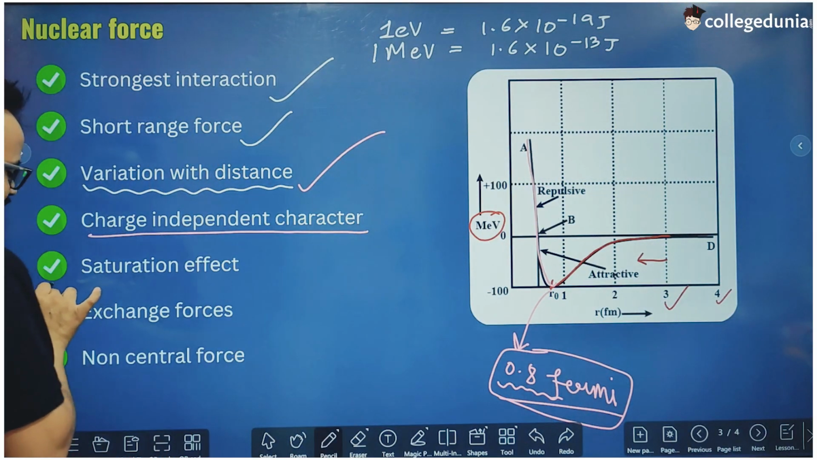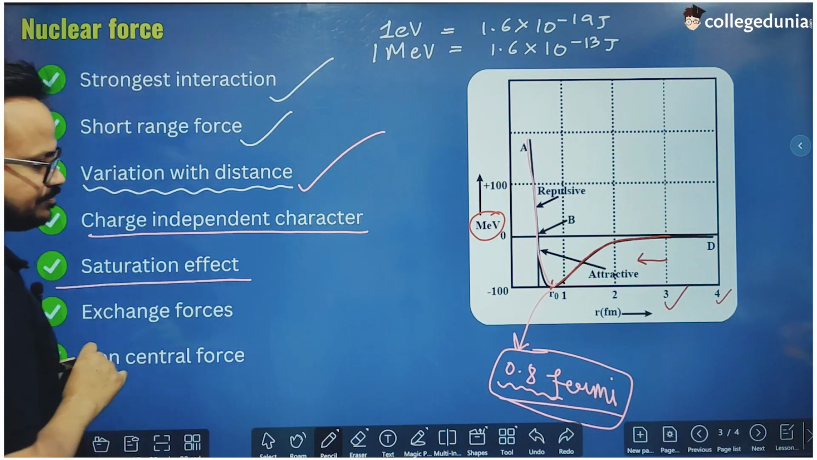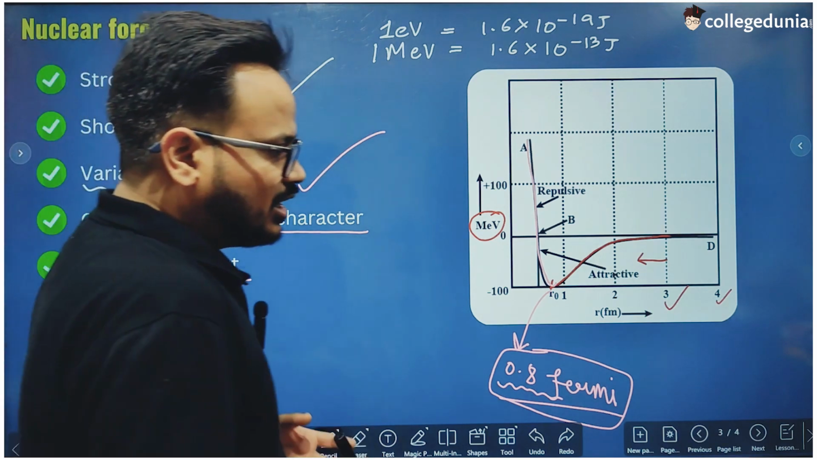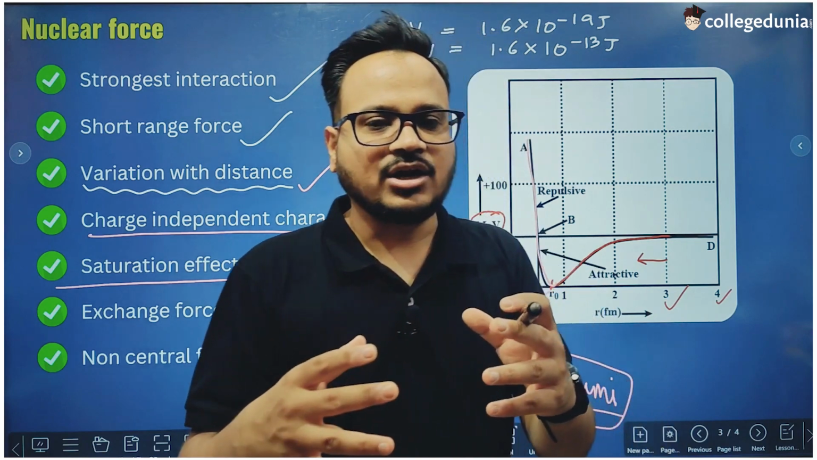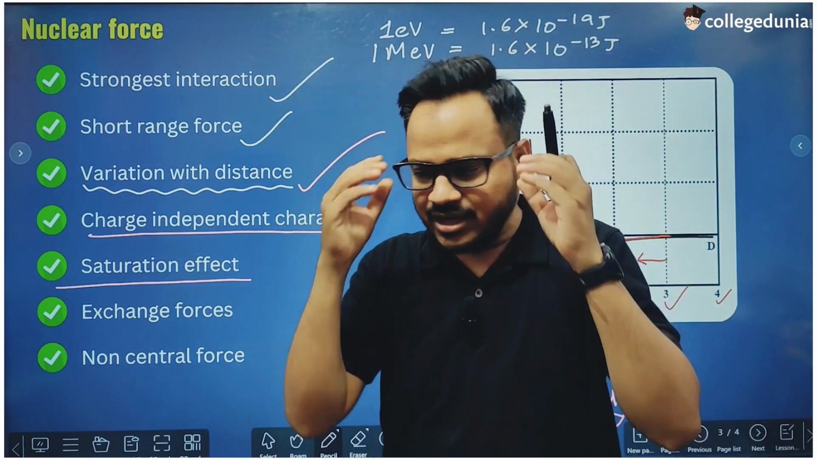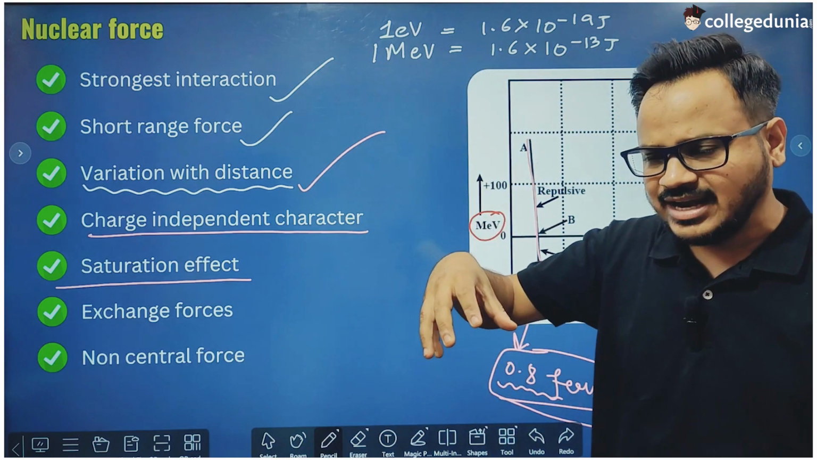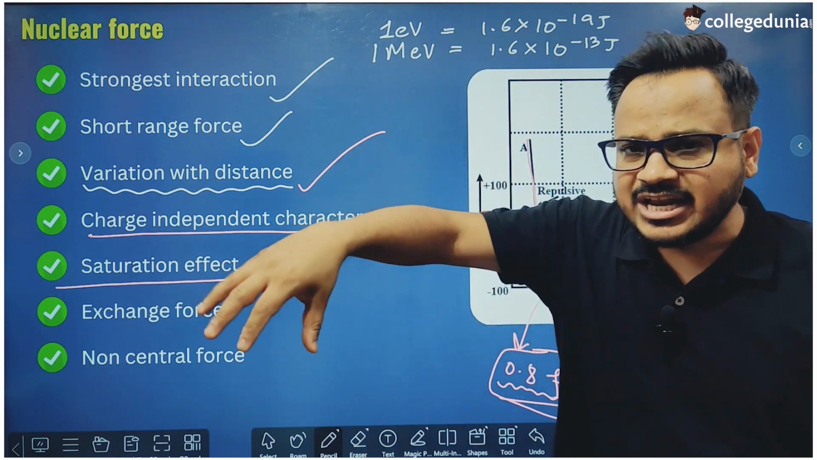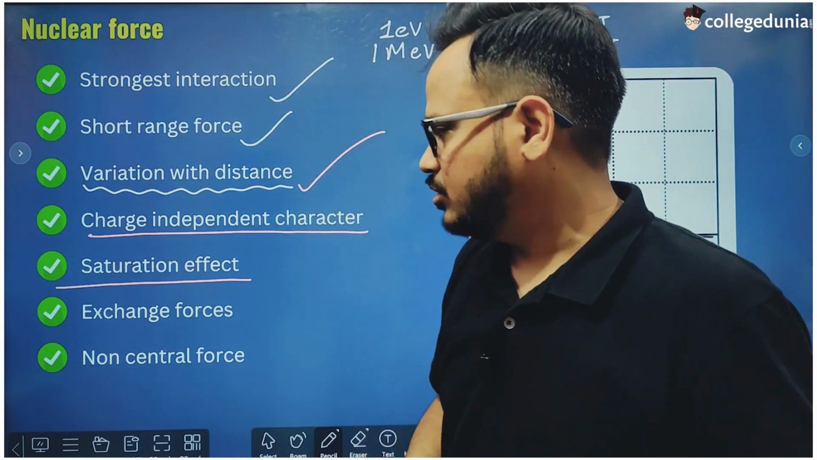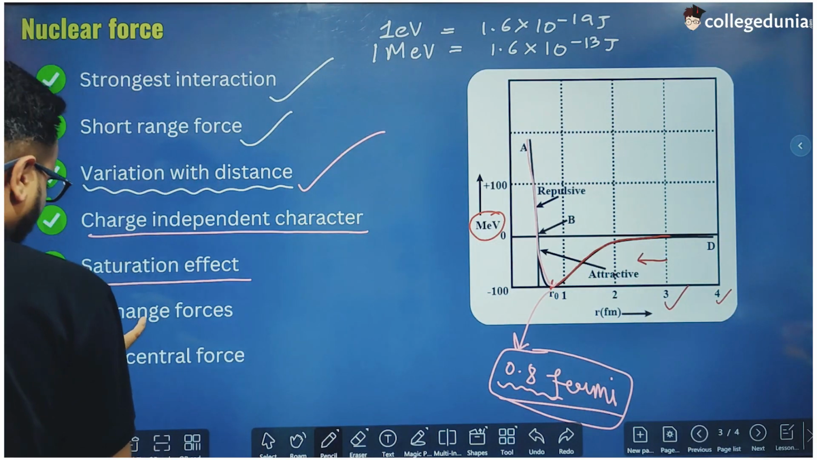Next is the saturation effect. Saturation effect means the nuclear force can affect only the other nucleons up to a certain distance, right? A nucleon can exert nuclear force on the neighboring nucleons only, not on a nucleon which is far away from it, right? So that is called the saturation effect.